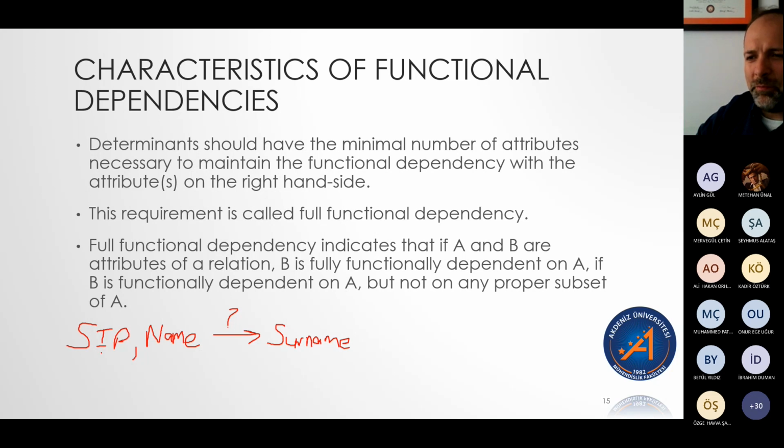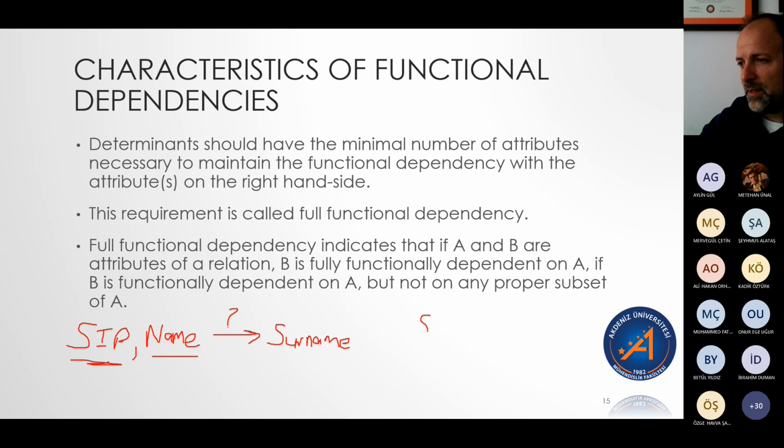But did I need both of these pieces of information? No. What did I not need? Student ID was plenty. If I had your student ID, that's all I really needed to determine your surname. So we would say that surname is functionally dependent on student ID and name, but it's not fully functionally dependent on student ID and name. It's fully functionally dependent on student ID alone.